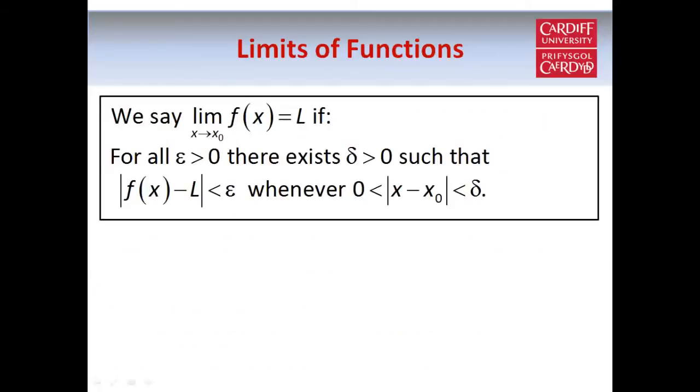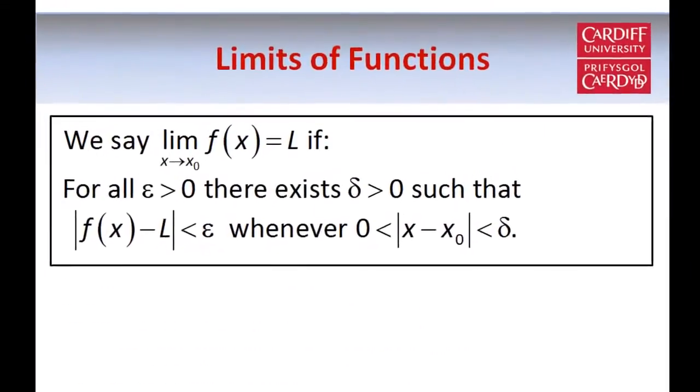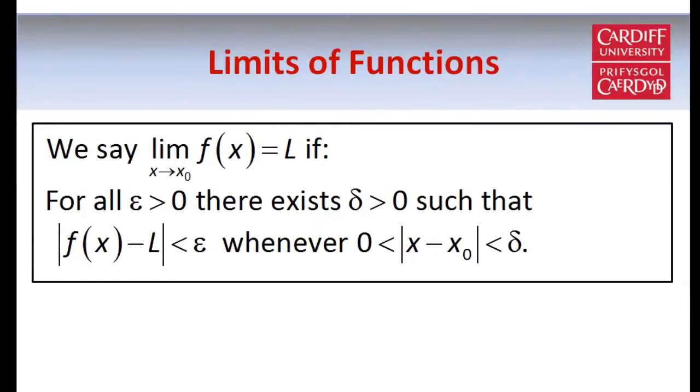So now let's go back to the formal definition again. We say that the limit of f of x as x approaches x0 is equal to some number L if for all positive numbers epsilon it's possible to find a positive number delta such that we're guaranteed to have the modulus of f of x minus L smaller than epsilon whenever the modulus of x minus x0 is strictly between 0 and delta.